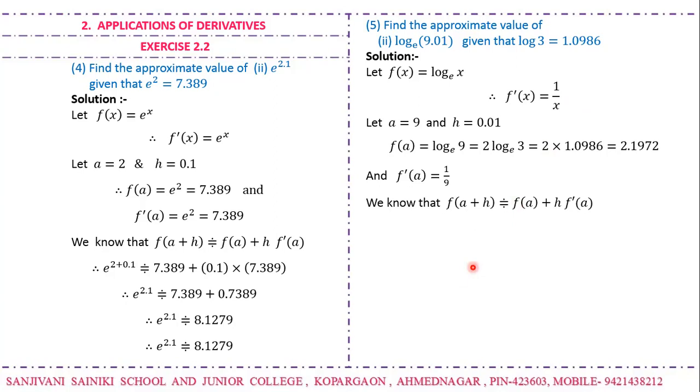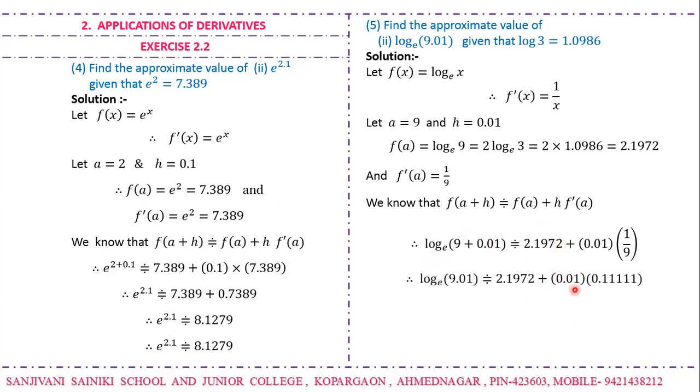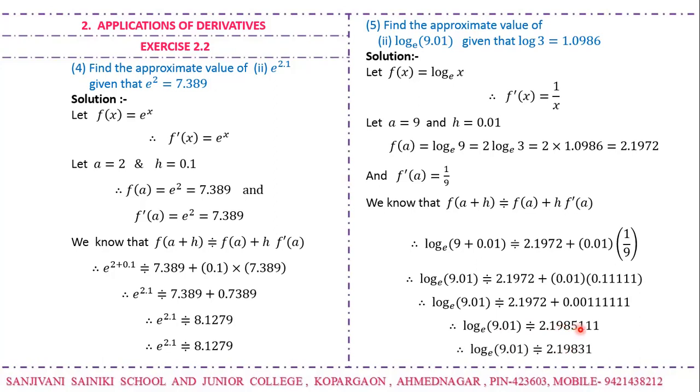The formula to find the approximate value is f of a plus h is approximately equal to f of a plus h f dash at a. So using the values in this formula, take their multiplication, with the 2 decimal points shifted to the left side. Take their addition. So log of 9.01 to the base e is approximately equal to 2.1985111. Okay, so this is the approximate value of log of 9.01 to the base e. e is the natural base, natural logarithm.